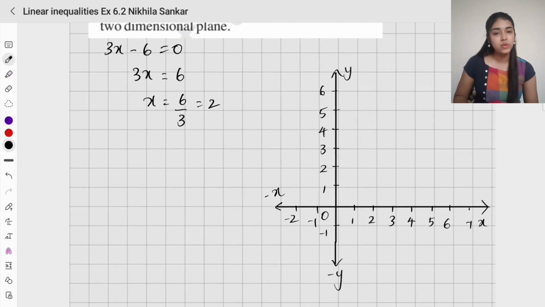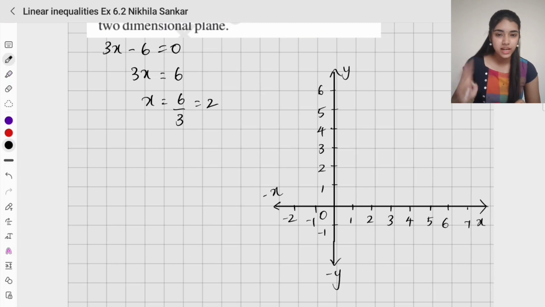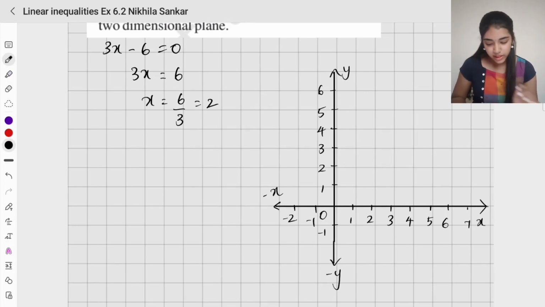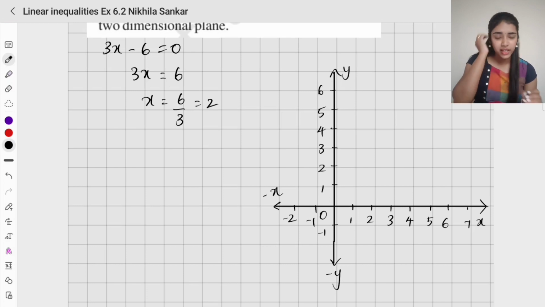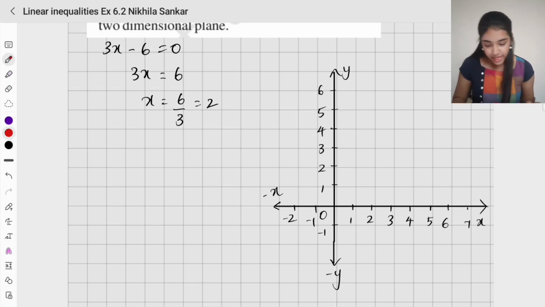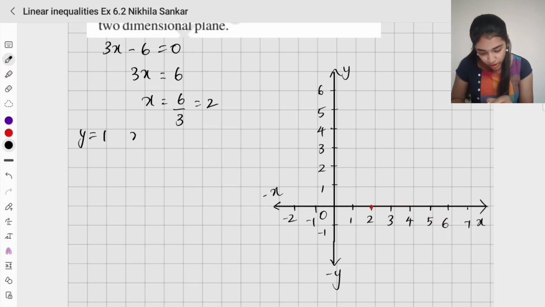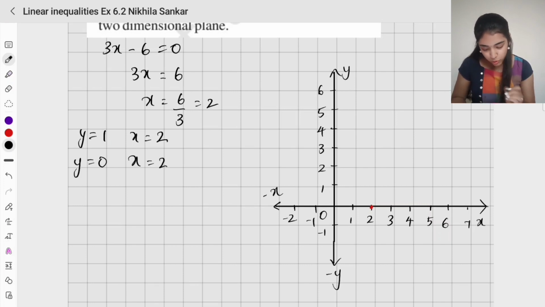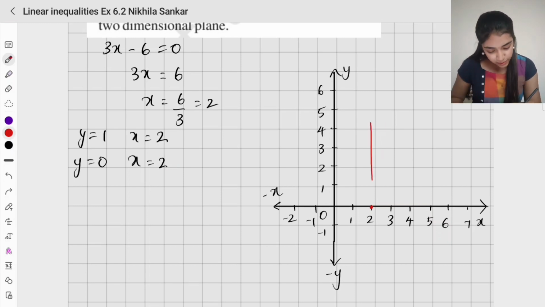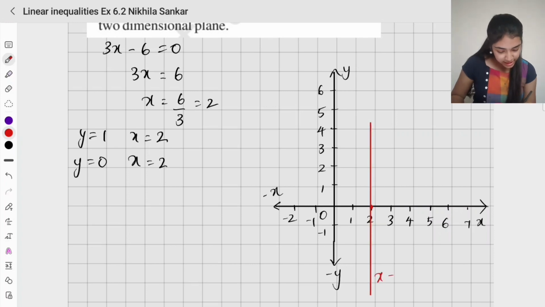We are dealing with only one single variable here. For example, we had two variables earlier; here we only have one variable. So what is my solution? x is equal to 2. y can take any value. So how does my graph look like? x is equal to 2 is this particular point, and whatever the value of y is, when y is 1, x is going to be 2. When y is 0, x is going to be 2. For any value of y, the value of x is going to be 2. So how does my graph look like? Something like this. Okay. So this is my x is equal to 2 graph.